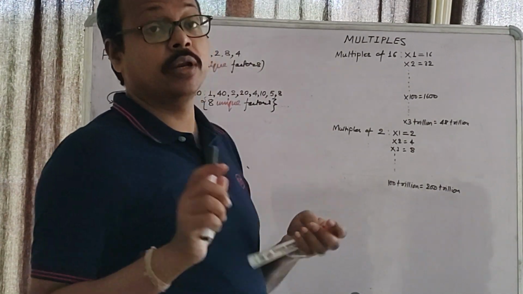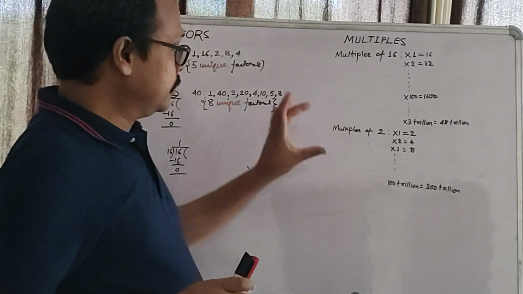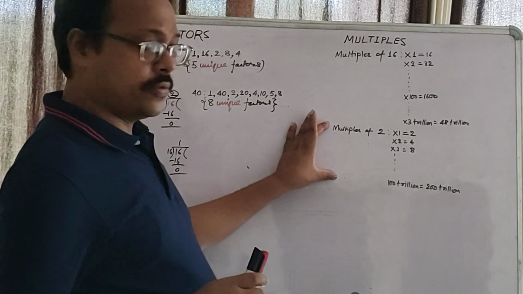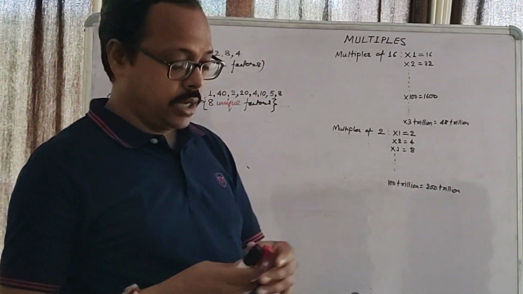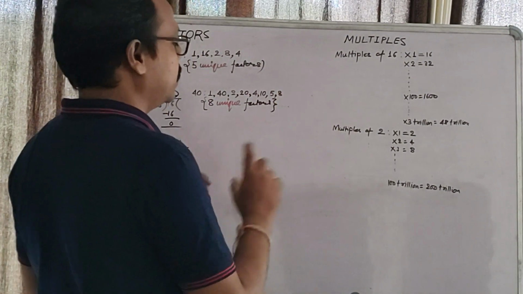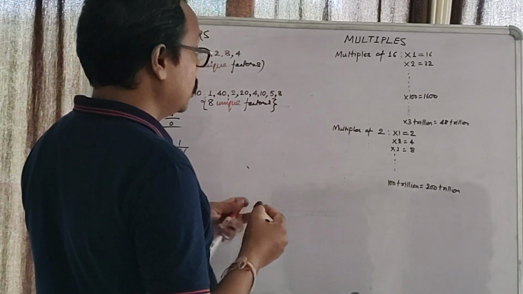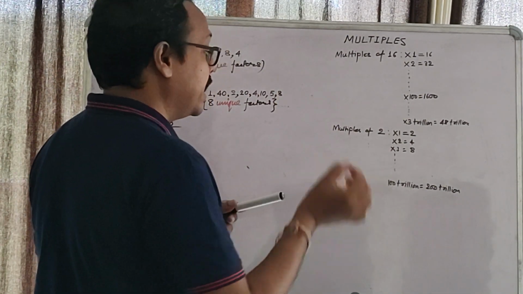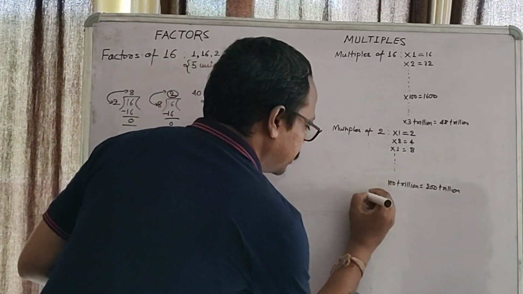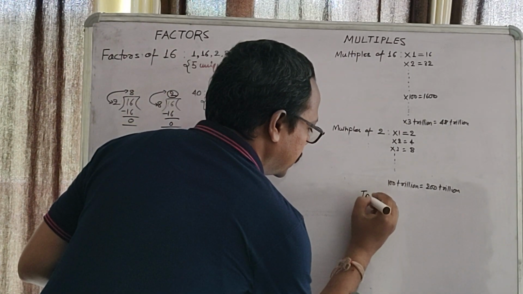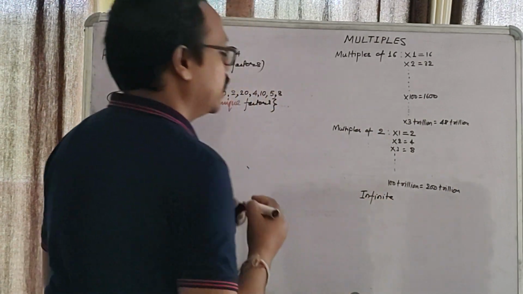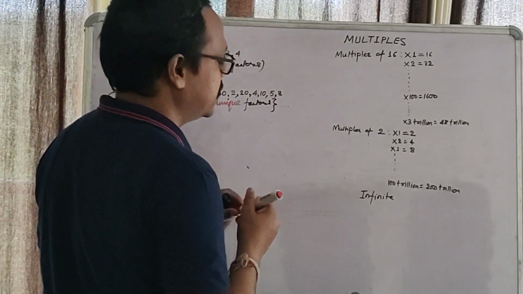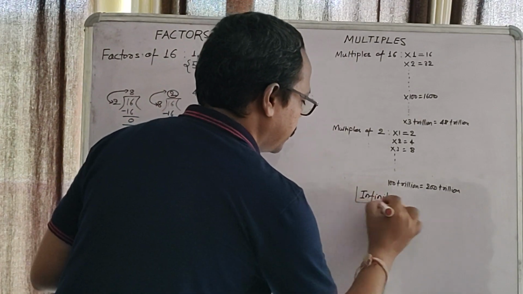So essentially what I am trying to say is that again the number of multiples of 2 is how much? Infinite. Number of multiples of any number is infinite. I repeat, it's infinite. Okay. Number of multiples of any number is infinite, right?